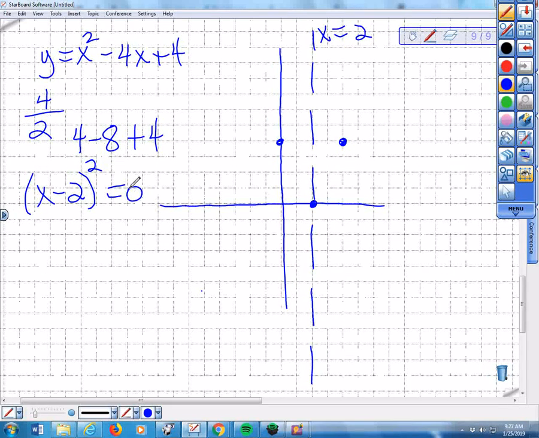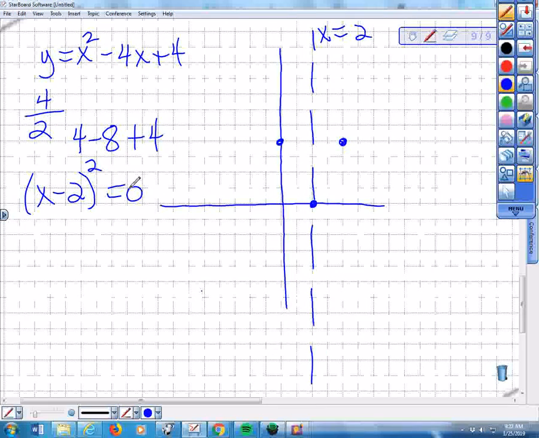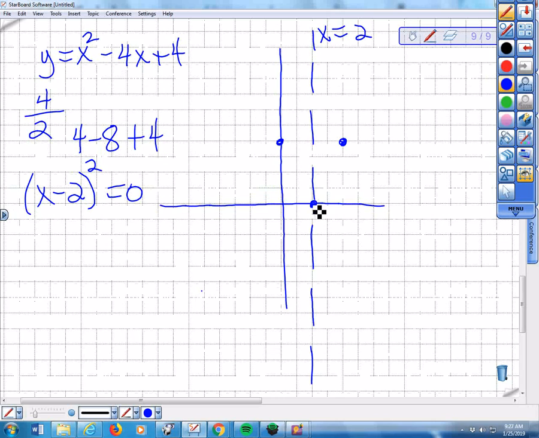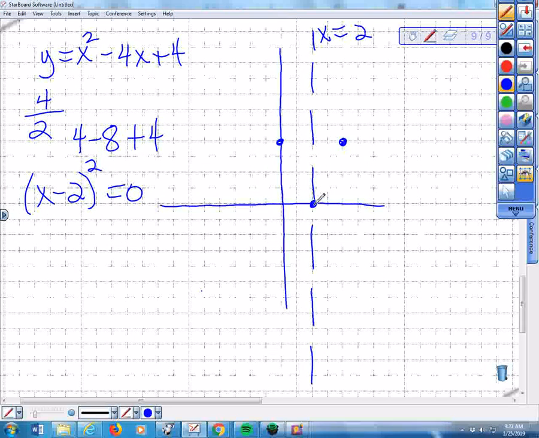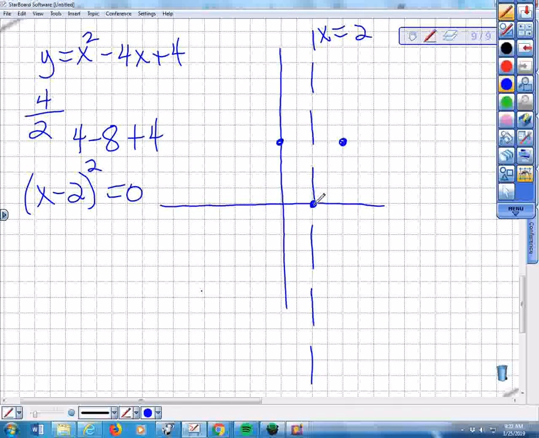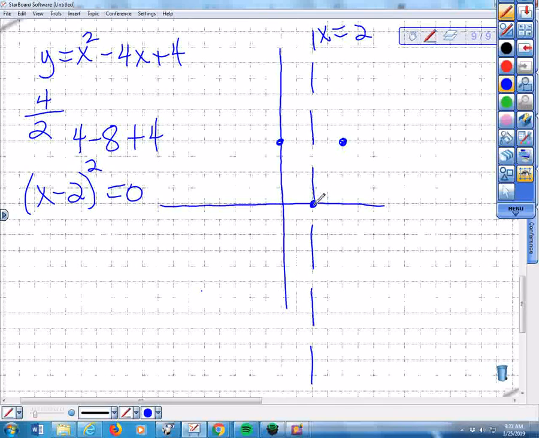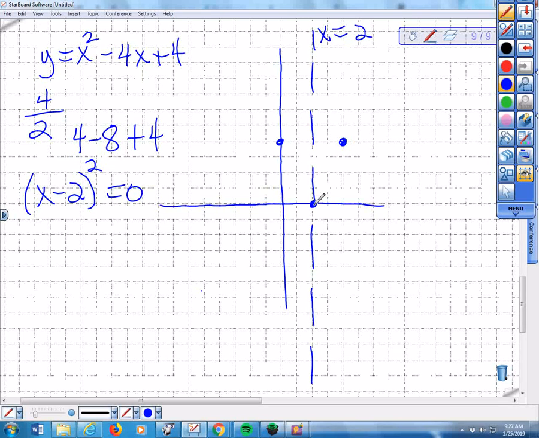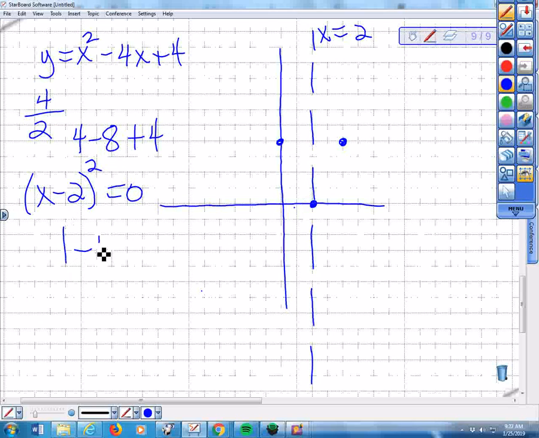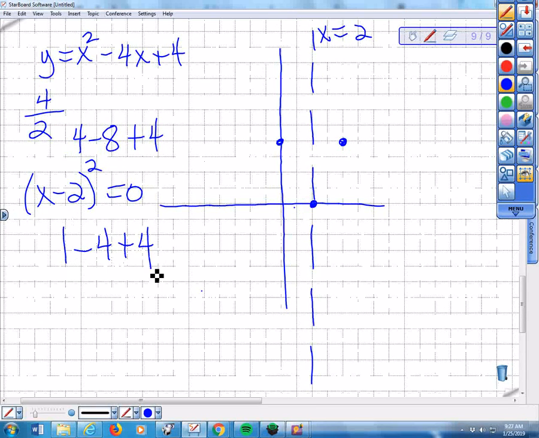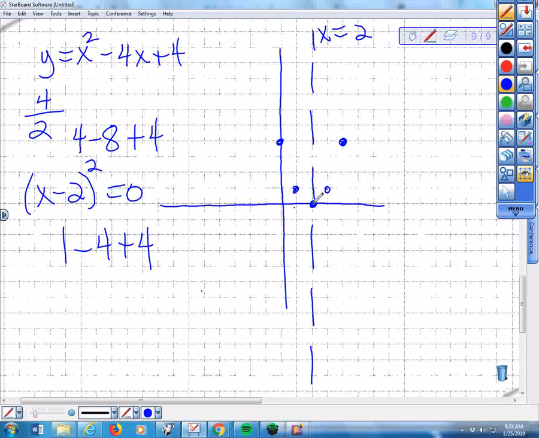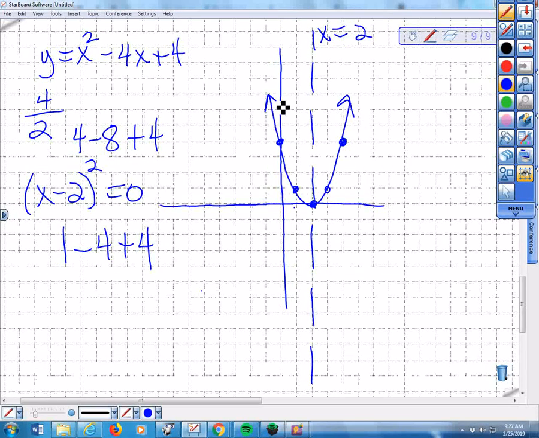X minus 2 squared. So my zero happens to be my vertex, which is true because the vertex sits on the x-axis. So now I just need to find one more point on the right. I can mirror it to the left. So let's say x is 1. When x is 1, 1 minus 4 plus 4. So 1, 1 is on there. So that means this point's on there. Now I've got enough to sketch this graph.